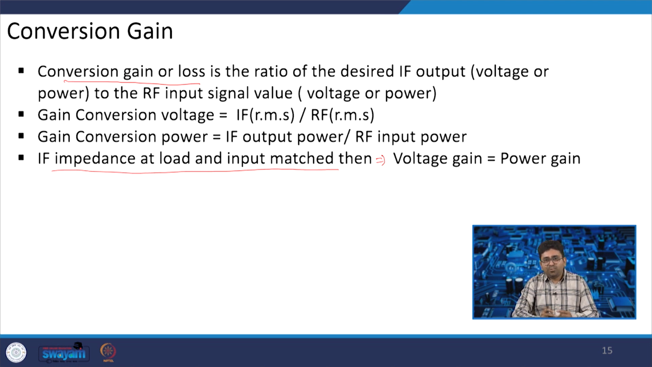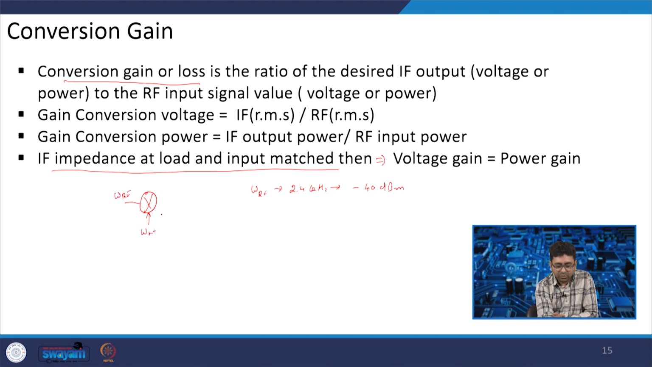Now it is important to understand the meaning of conversion. Here, let us say your RF frequency omega RF is 2.4 gigahertz, and you have given an input power of minus 40 dBm. So, this is our mixer, this is the omega RF input, this is omega LO and this is omega IF.